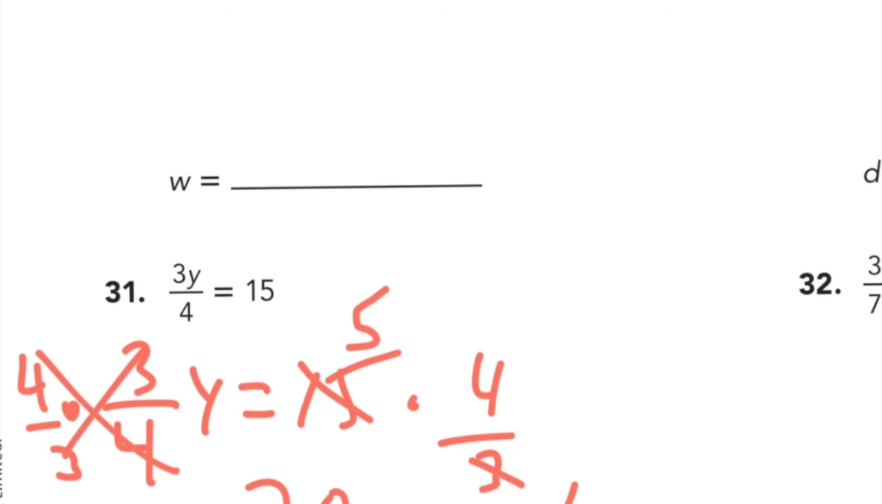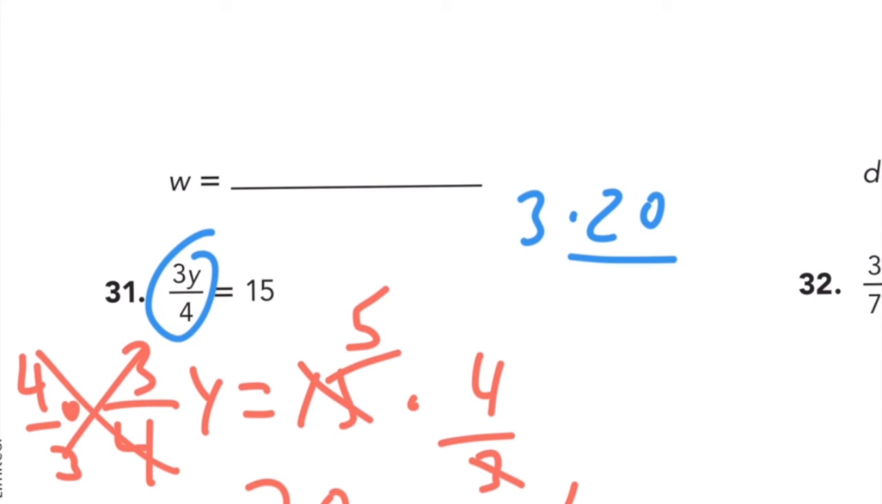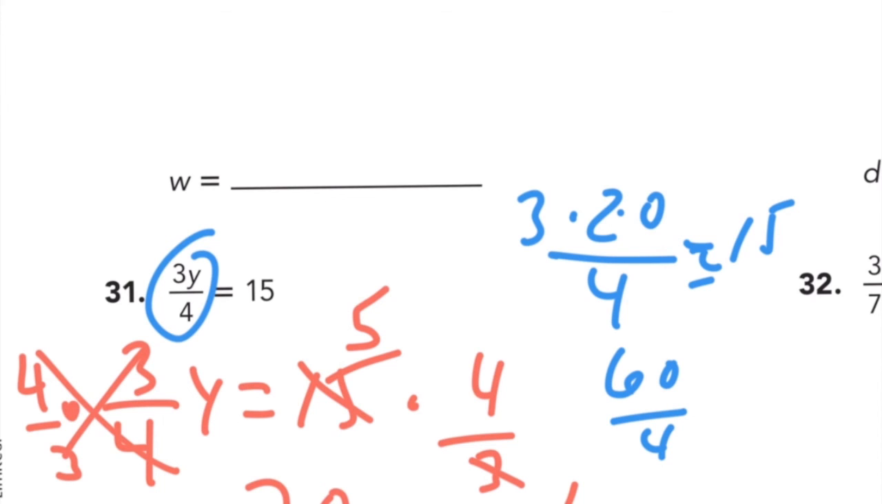To check this, what you could do is substitute 20 in for y. So we have 3 times 20 divided by 4 equals 15. Let's see if it works. 3 times 20 is 60. 60 divided by 4 is 15. And 15 equals 15, so we're good.